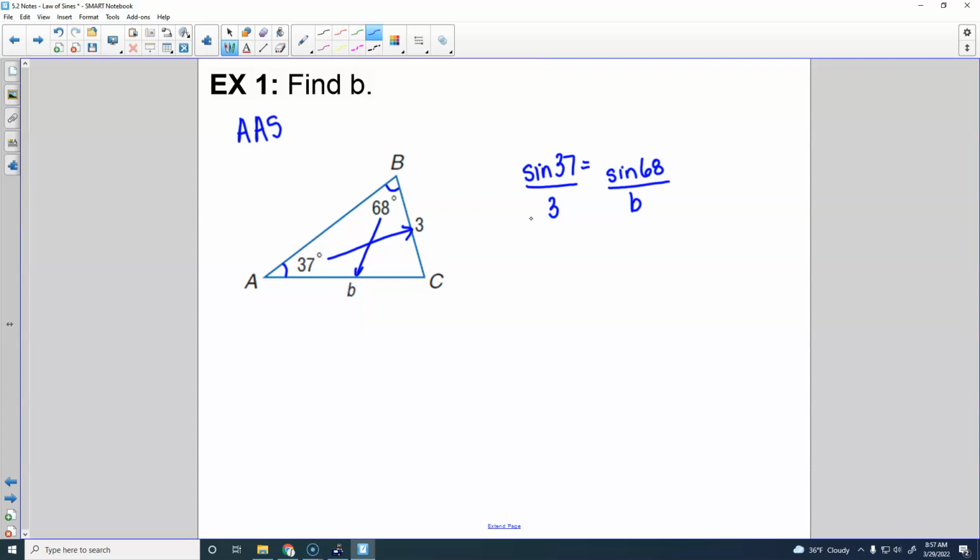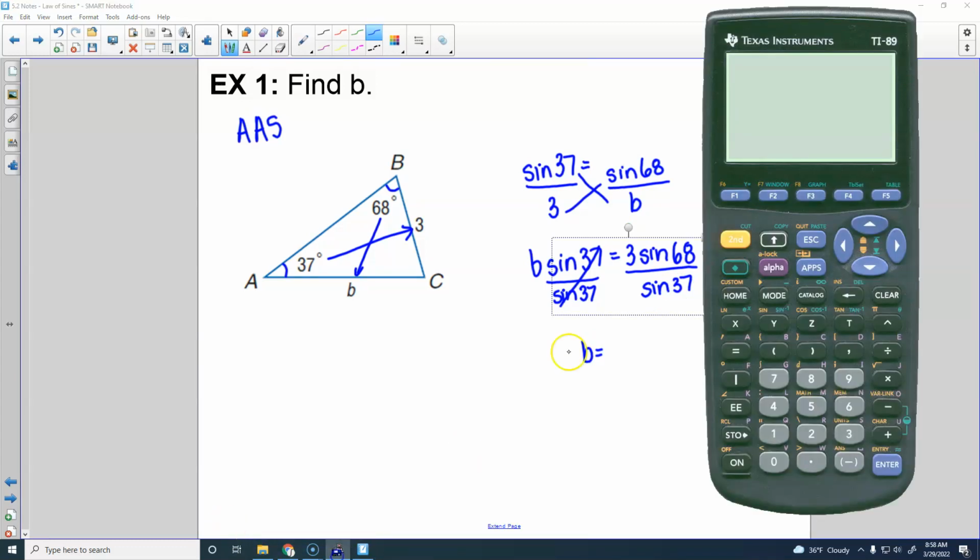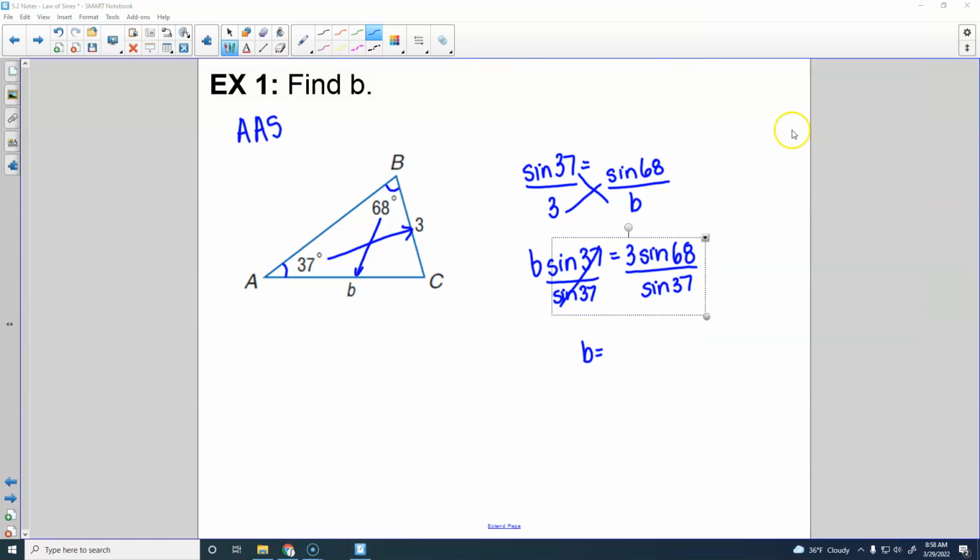So if we want to solve this, we could cross multiply. We'll get b sine 37 equals 3 sine 68. And then remember, sine of 37 is just a number. You can type it into your calculator. It's going to give you a decimal. So I can just divide by sine of 37 to get that b all by itself. So let's get the other calculator.